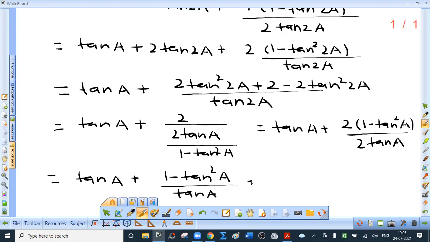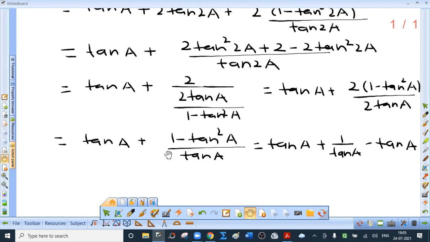I will split the numerator, or you may say find the LCM again, same thing. So tan A plus, if I split the numerator, then 1 upon tan A minus tan square upon tan is just tan A. Now this tan A gets cancelled, and what is 1 upon tan A? It is nothing but cot A, which is nothing but the right hand side.